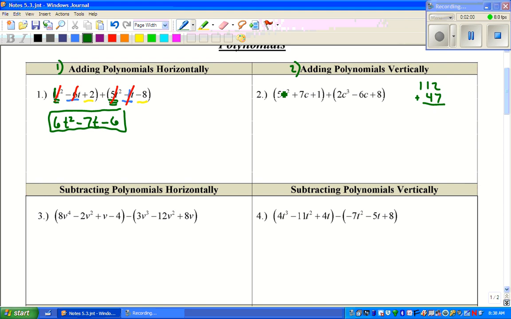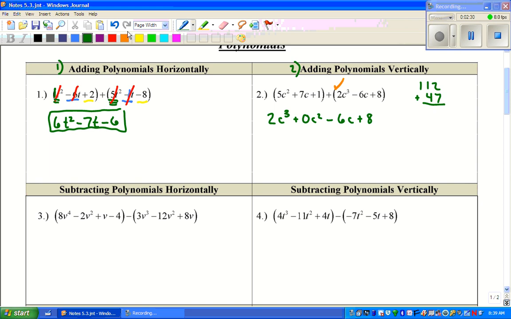Okay, I take a look at the two sets of parentheses, and I notice that this one has a c squared, this one has a c to the third, but it's missing a c squared. I'm going to write this one on the top because it has the larger exponent. So I would write it as 2c to the third power. Then I know that there's no c squared, so I'm going to write plus 0c squared. That's just how I do it. Minus 6c plus 8.